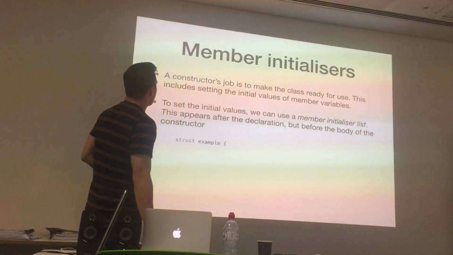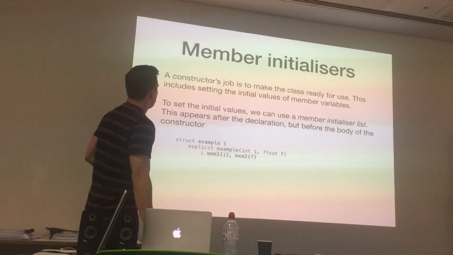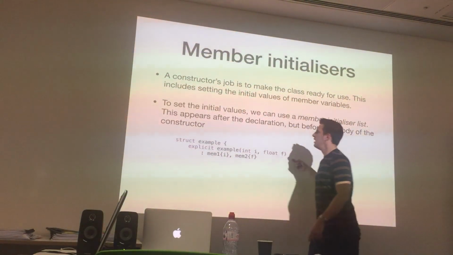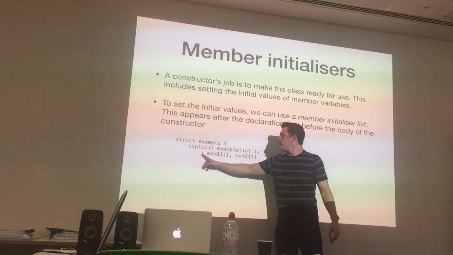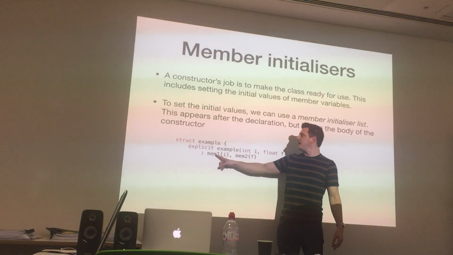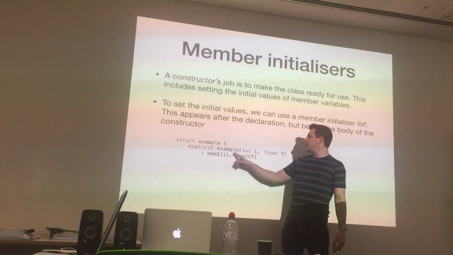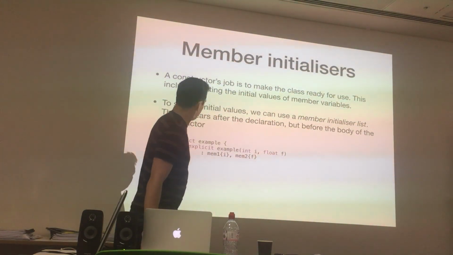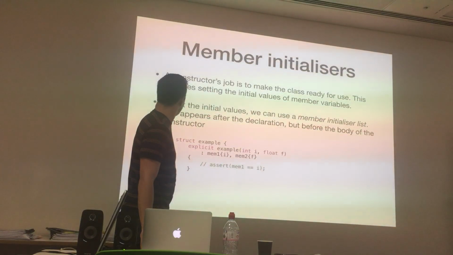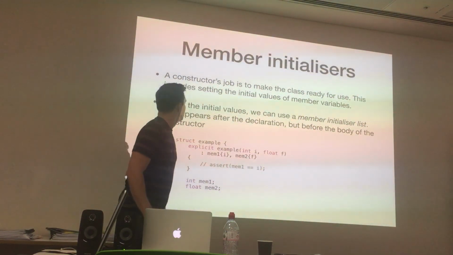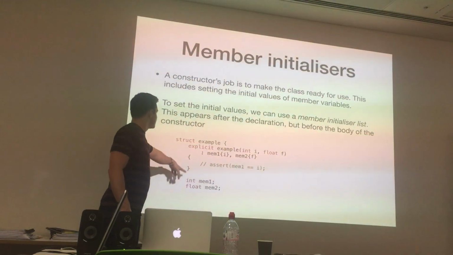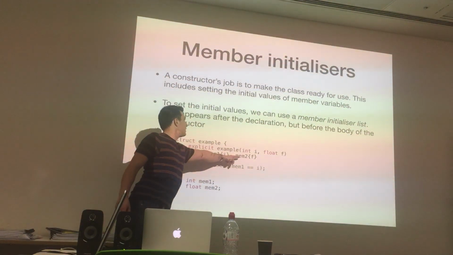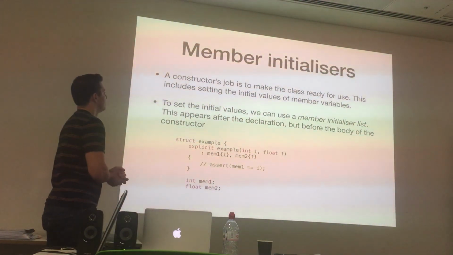A constructor can have a member initializer list, which looks like this. We have the signature of the constructor, then a colon, and then we say our member variable name is initialized by, in this case, that guy. Our member 2, which you can't see yet. So this struct has 2 members. We're initializing the first one from the argument I, and the second one from the argument F.